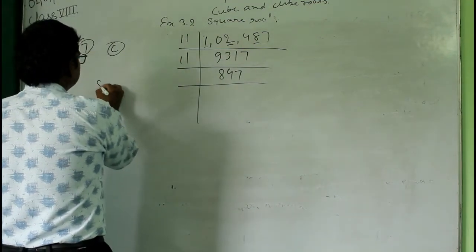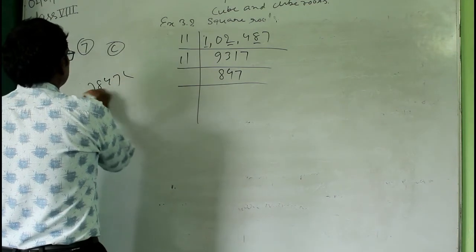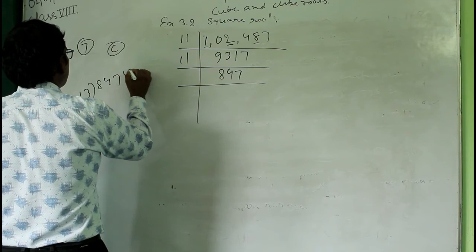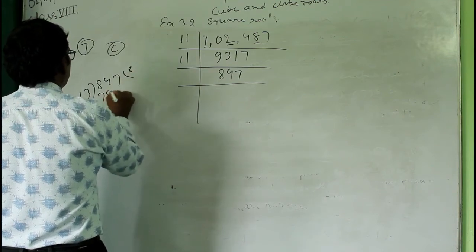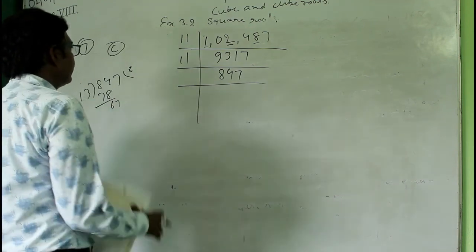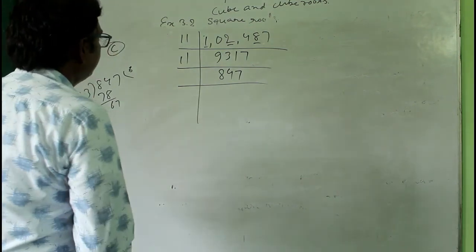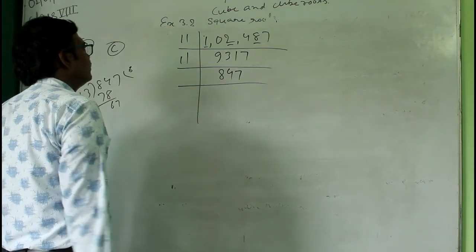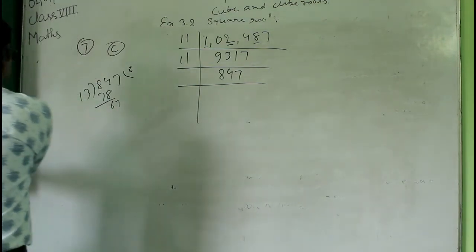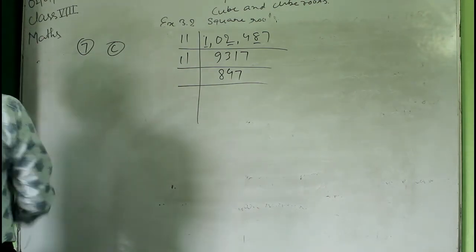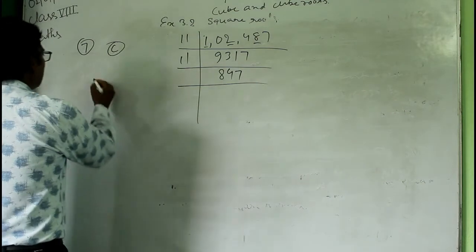So try with 13. This number will not go by 13 also. So it is 47 and 13. Then you have the next prime number is what? 14, 14, 15, 16, 17. So try with 17.